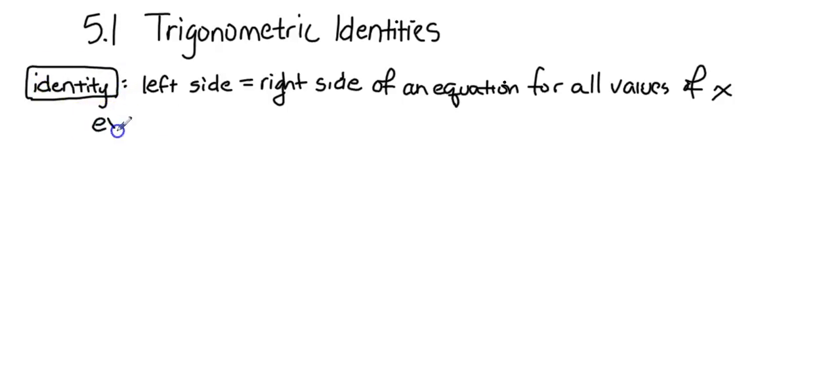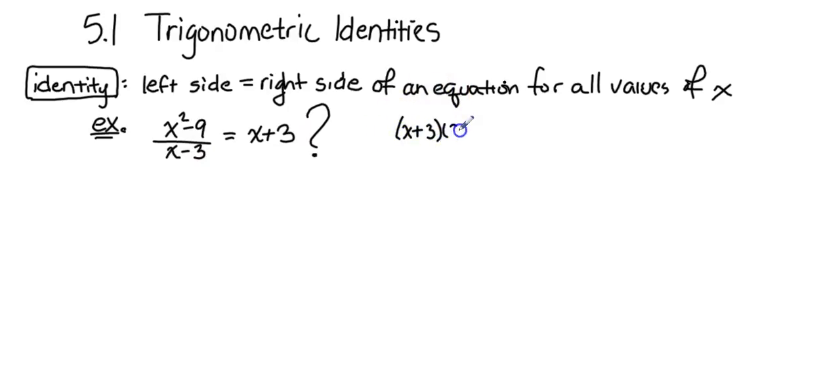So for example, if I wrote x squared minus 9 divided by x minus 3, and I said that that equaled x plus 3, is this an identity? Let's see. Well, recalling my Algebra 2 knowledge, I can factor x squared minus 9 as x plus 3 times x minus 3, still divided by x minus 3.